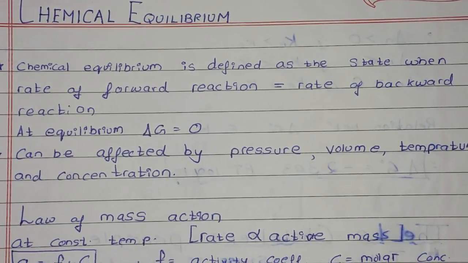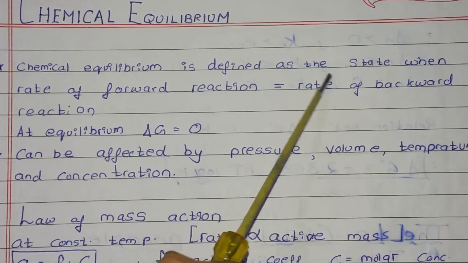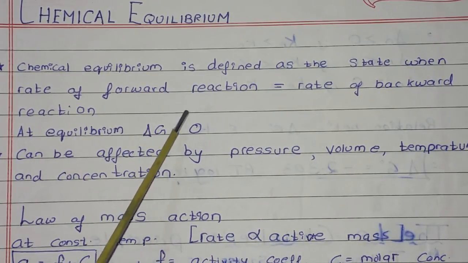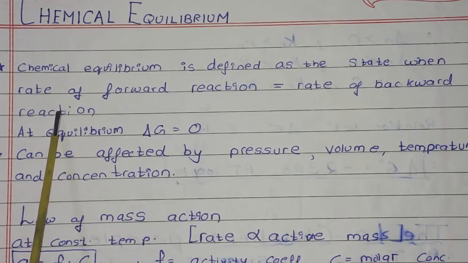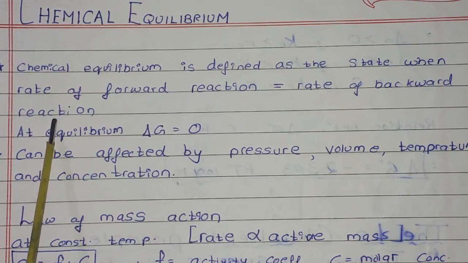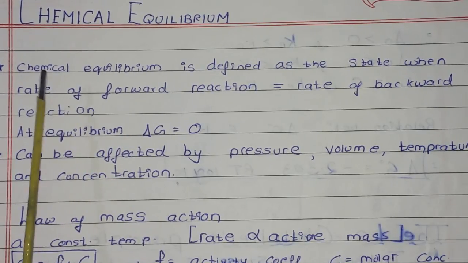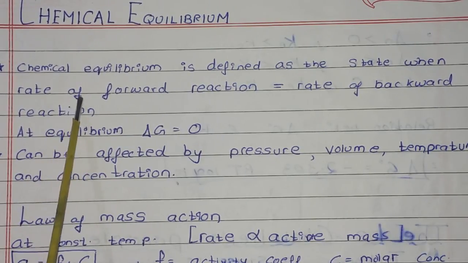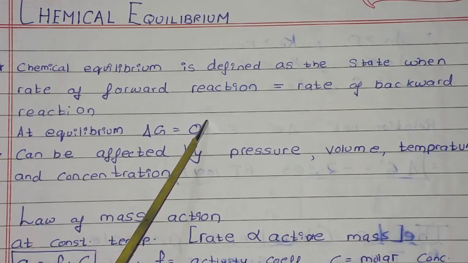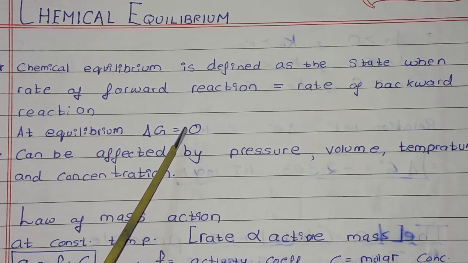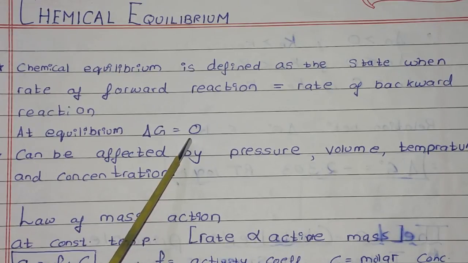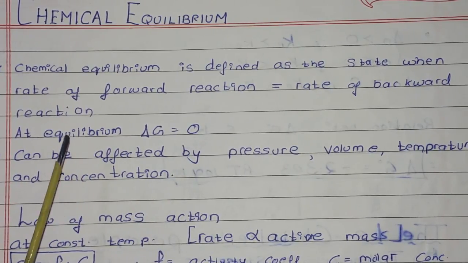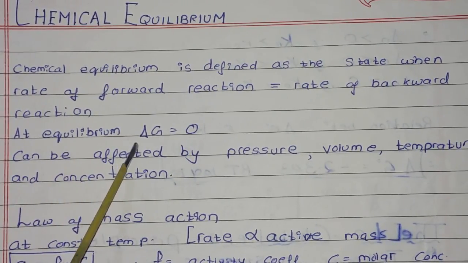Chemical equilibrium is defined as the state when the rate of forward reaction equals the rate of backward reaction. That was the more genuine definition. The rate of forward reaction, we can say the rate of formation of products, is equal to the rate of destruction or rate of decay of the reactants. That's it. And at equilibrium, delta G is 0.